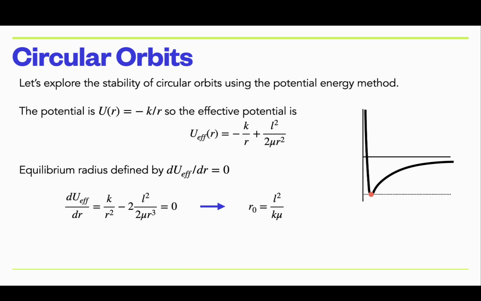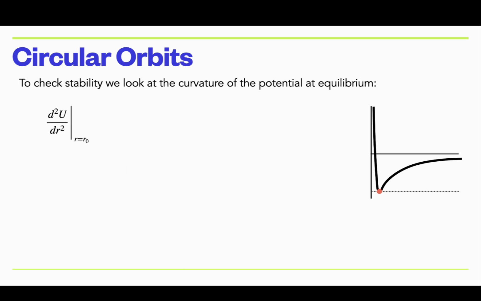Kind of cross multiply, simplify. It turns out that the equilibrium position is the angular momentum squared over the k constant in the force times the reduced mass mu. Right, so that's going to be how far out, or the distance between our masses for a circular orbit, given the angular momentum L.